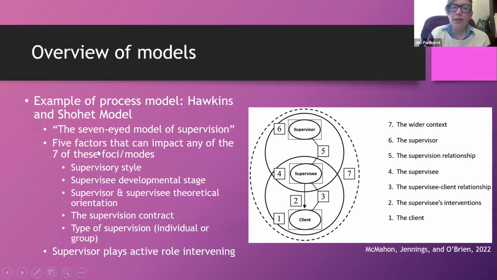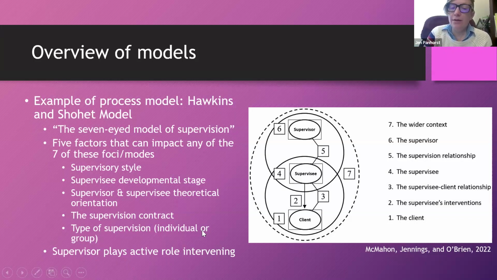there's five factors that can impact any of those seven. That's supervisory style, supervisee developmental stage, so there's developmental stage referenced in there, supervisor and supervisee theoretical orientation. It doesn't prescribe a theoretical orientation, but it's asking us to keep that in mind when we're thinking about this whole process. The supervision contract, and then also the type of supervision, because how you're approaching things or how people are responding to things is going to vary if you're doing individual versus group.